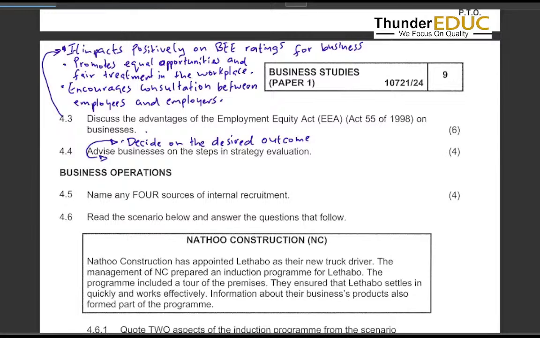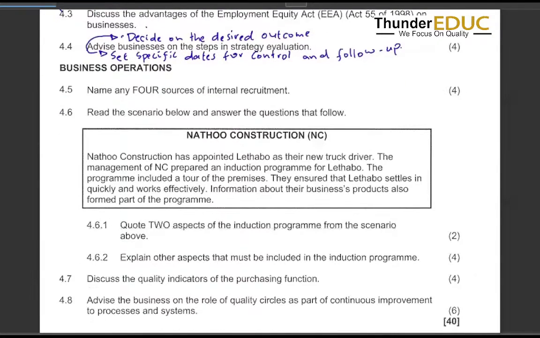and also we are saying that set specific dates for control, and follow up. Okay, right. So now let's move on to the next question, which is question 4.5. So now 4.5 reads as follows. Name any 4 sources of internal recruitment.